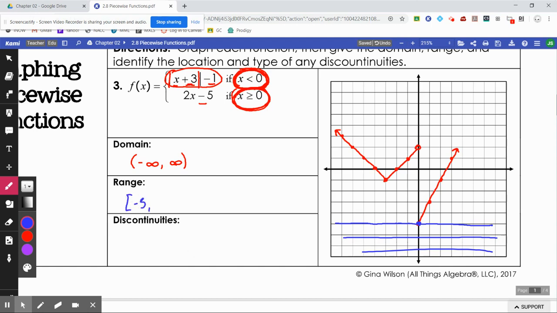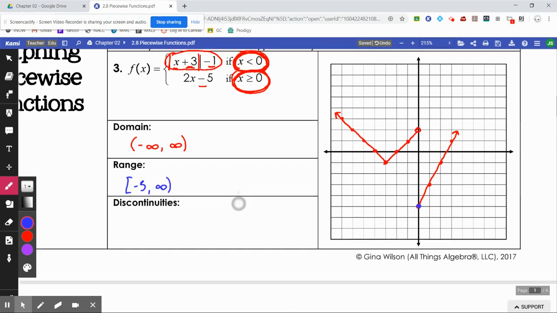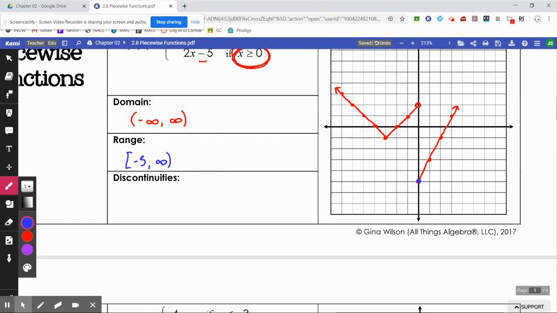And now let's see how far up it goes. I have graph here, here, here, here. I've got graph here. And since these lines go up forever, there's no stop to my graph. So my graph extends from -5 all the way to infinity. Now, where is my discontinuity and what type is it? Notice that discontinuities, again, are x values. Once I hit this circle right here, it goes from here down to here. So at x equals 0, I have a jump discontinuity.